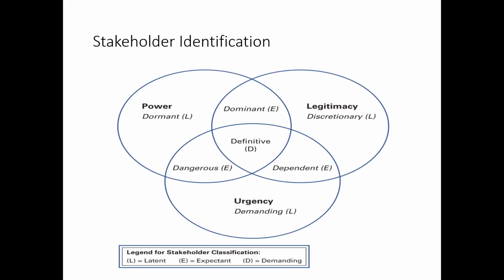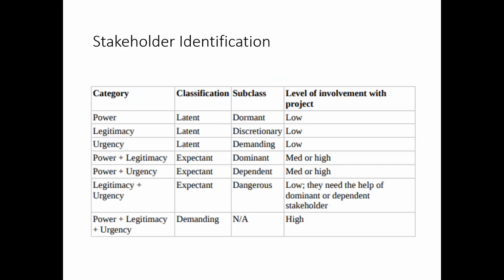You can see here the power, legitimacy, and urgency stakeholder identification, like the latent, expectant, and demanding. So we see here there is overlap. The overlap between legitimacy and power is dominant. If there is overlap between urgency and power, it is dangerous. If there is overlap between legitimacy and urgency, it is dependent. So this is also an identification of the stakeholder.